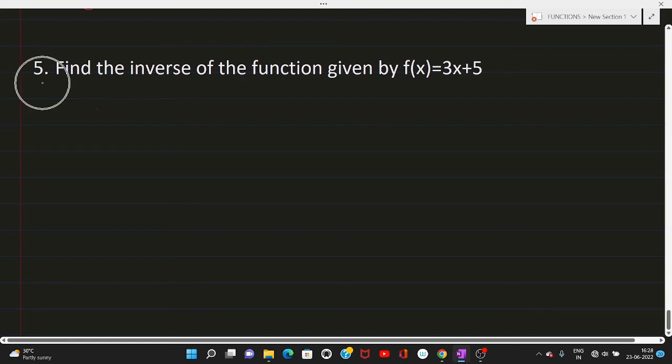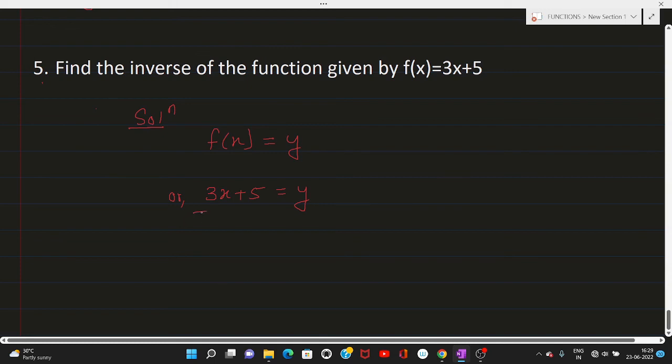Question number 5. Find the inverse of the function given by f(x) is equal to 3x plus 5. So solution, we know f(x) is also written as y. So we are given f(x) as 3x plus 5, which is equal to y. Now to find the inverse of any function, we interchange x and y. We interchange x and y.